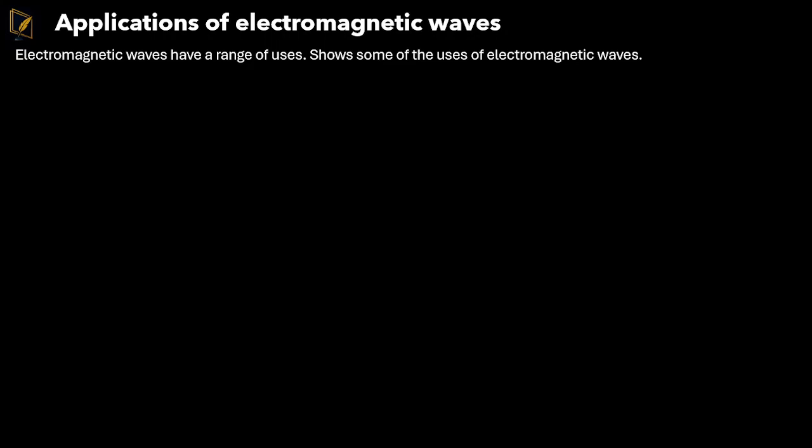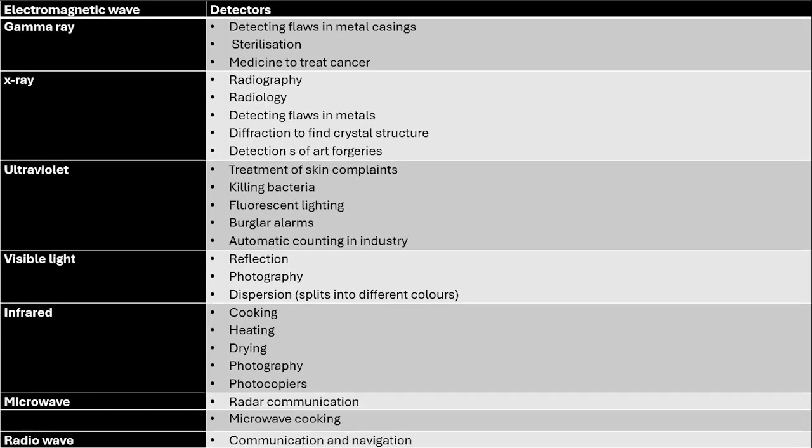Let's look at applications of electromagnetic waves. These waves have a wide range of uses in day-to-day life. We also have a table again, which is showing the electromagnetic waves and their uses. So here should be their use, not detectors. So we have the gamma rays. What is the use?